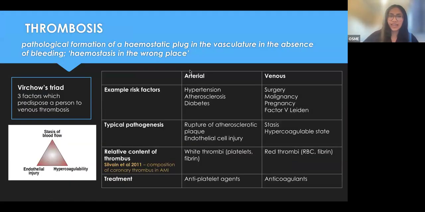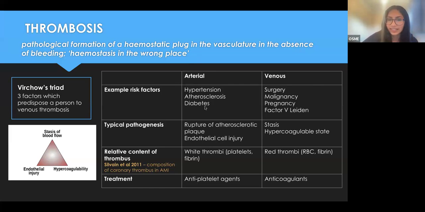So now we know what happens in health. Thrombosis is thought of as hemostasis in the wrong place, so when we form a plug in the vasculature without bleeding. It's pathological. So to start off with, I've got a summary of the differences between arterial and venous thrombus.